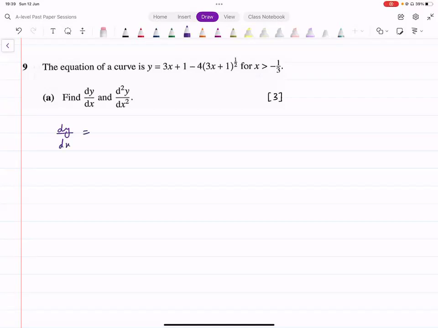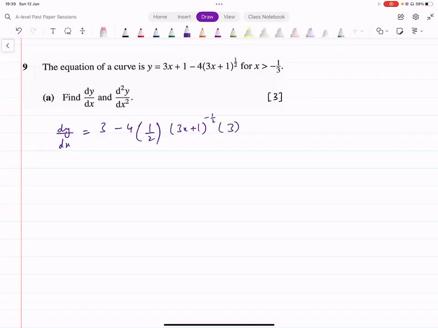Let's figure that out. Dy over dx. So we have 3x, the derivative of 3x is 3. The derivative of 1 is just 0. We can skip that. And then we have minus 4 into 1 over 2. So we multiply by the power, subtract 1 from the power. So that's going to be 3x plus 1 whole raised to power 1 over 2 minus 1. That's minus 1 over 2. And then multiply with the derivative of what is inside the brackets. That's 3. That's your first derivative.